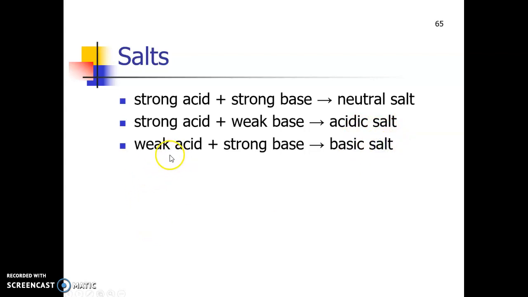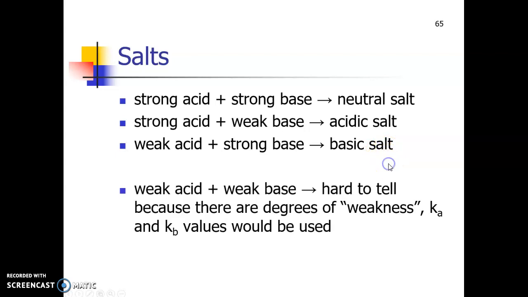Okay, if you have a weak acid react with a strong base, you're going to end up with a basic salt. And then if you have a combination of weak acid and weak base, well, it's kind of hard to tell whether it's going to be acidic or basic. It'd probably be pretty close to neutral, but it depends on the identity of the weak acid and the weak base. Basically, if the weak acid is stronger than the weak base, then you'll get an acidic salt, and if the weak base is stronger than the weak acid, then you'll get a basic salt.